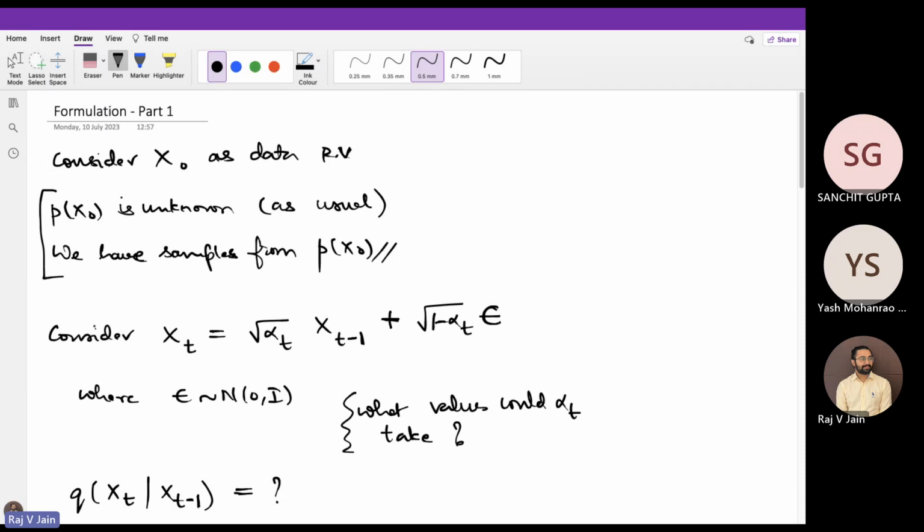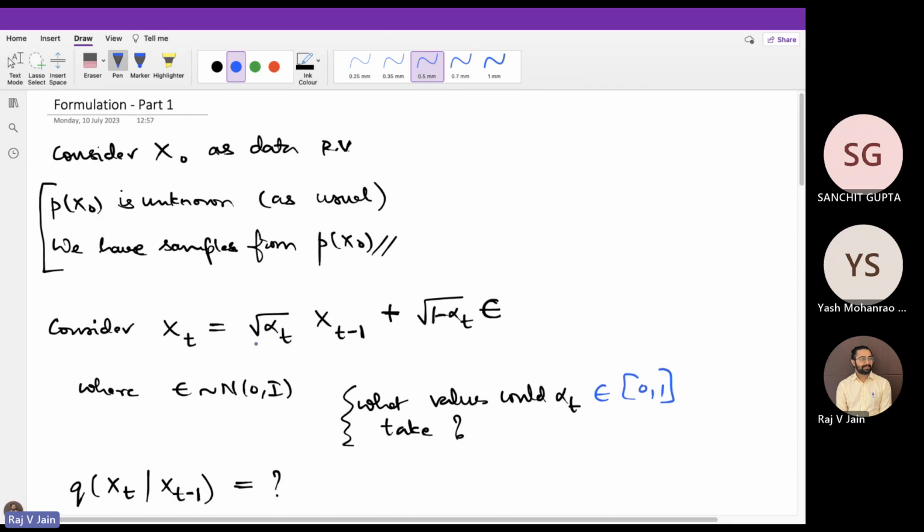So now let's say I define a random process in this way. Let's say xt is defined as root of alpha t into xt minus 1 plus root of 1 minus alpha t into some epsilon, where epsilon is drawn from a Gaussian distribution. Now, on the face of it, what could the values of alpha t be? Any thoughts? Between 0 and 1. Very simple, so between 0 and 1. For now, we'll not argue about the closeness or not. We'll see that later.